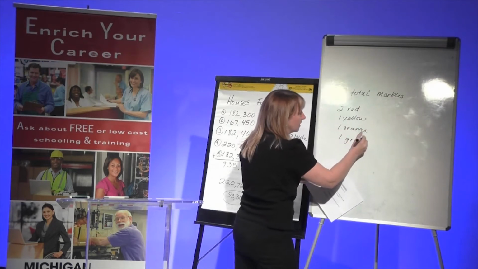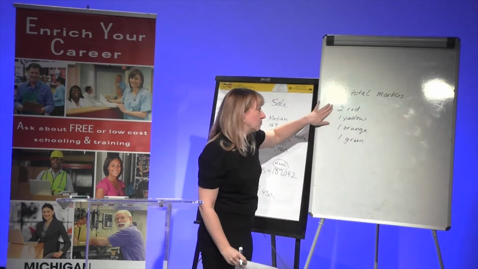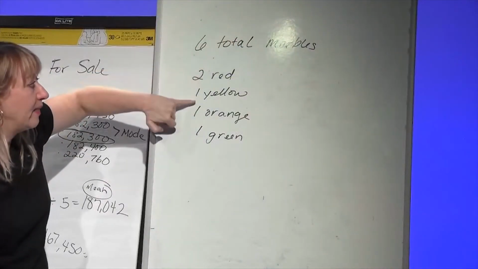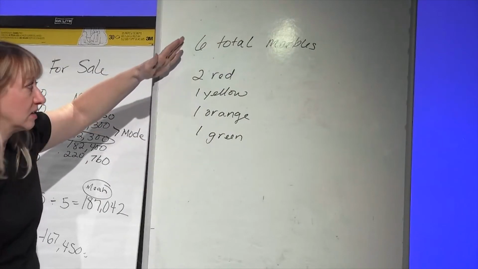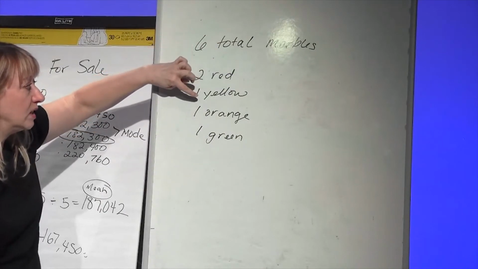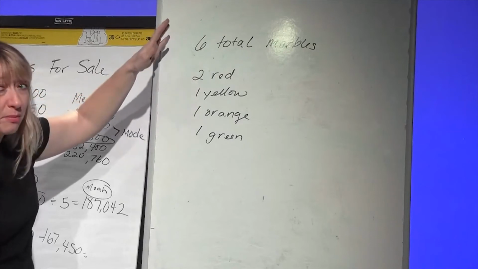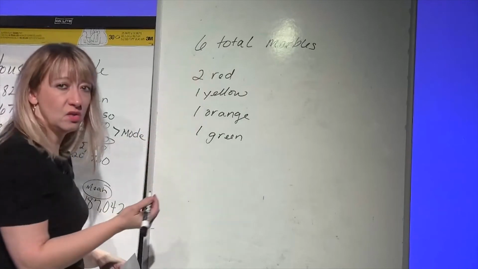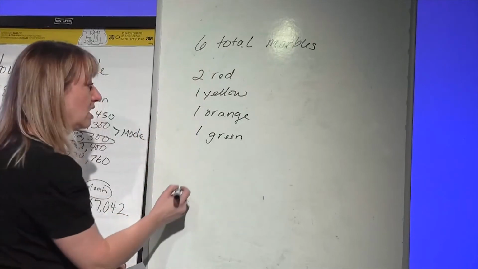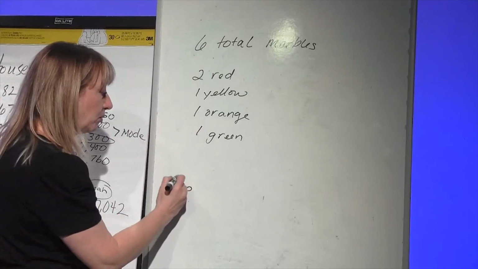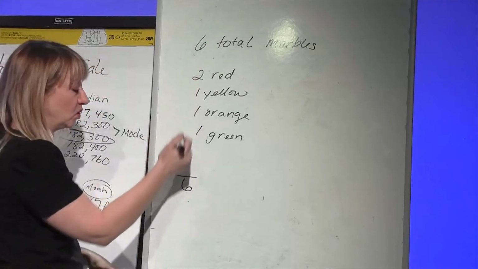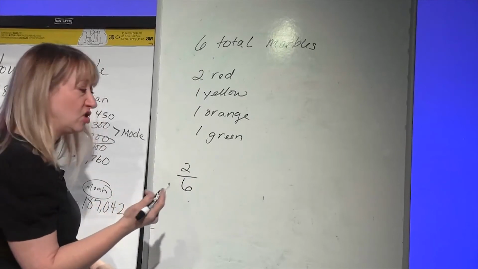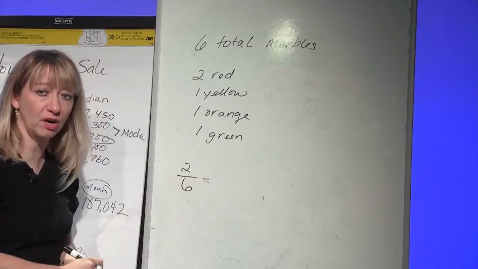So even if the problem only gave us this, and it didn't even tell us 6, we could obviously add them up to know that there are 6. So you have 2 red, 1 yellow, 1 orange, 1 green. What is the probability that you're going to pull a red marble? Well, altogether we have 6. So it's similar to working out a fraction. Altogether, you have 6 marbles. How many are red? 2. So you have a 2 out of 6 chance you're going to pull a red marble.